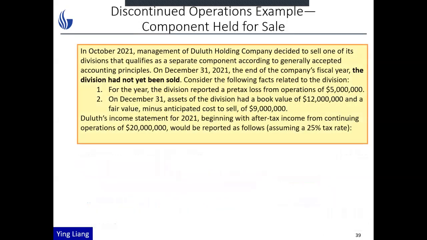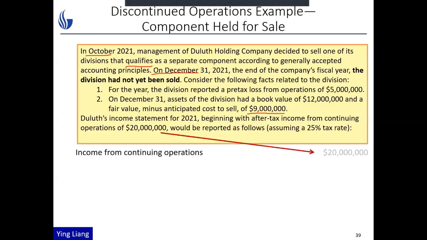The second one, held for sale. Also in October, Duluth Holding Company decided to sell a division, and it qualified as discontinued ops. On December 31st, the end of the company's fiscal year, the division has not yet been sold. Consider the following facts. For the year, the division reported a pre-tax operating loss of $5 million. At the end of the year, assets of the division had a book value of $12 million, and a fair value minus anticipated cost of sale of $9 million. So the market price is smaller than the book value by $3 million. We need to record an impairment loss.